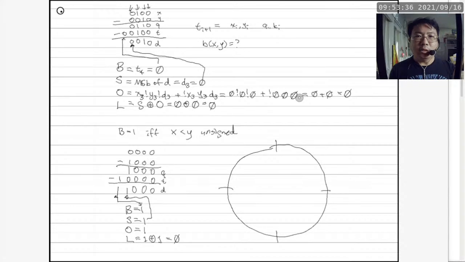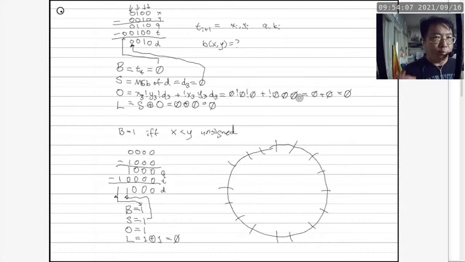Can someone tell me, if I give you 4 bits, how many combinations of zeros and ones can I get? How many unique combination sequences of zeros and ones can I get? 16 is correct. 2 to the power of 4 is 16, not 8. Very good. So I'm going to give you 16 slots in this wheel. And each slot is representing a particular bit pattern.